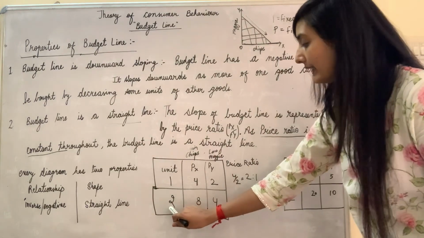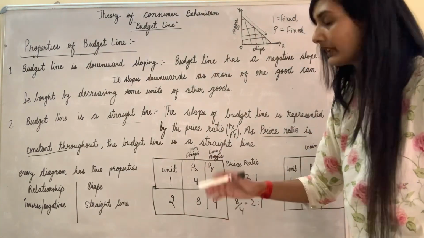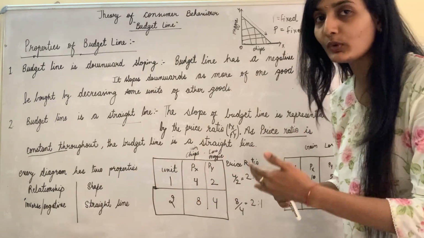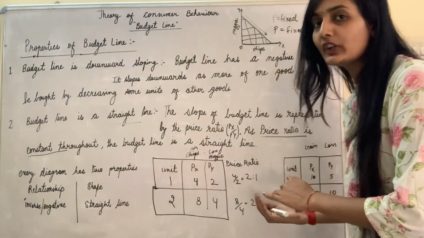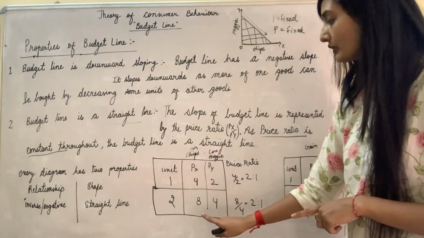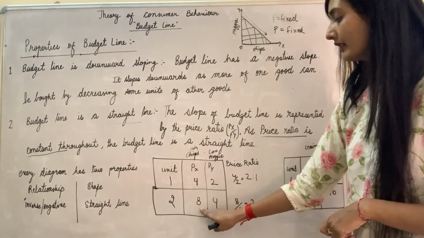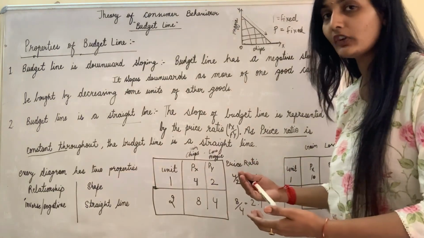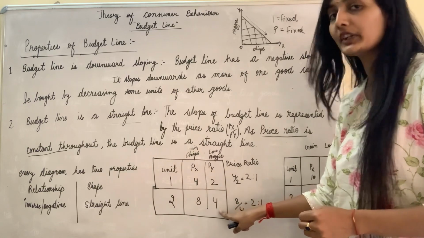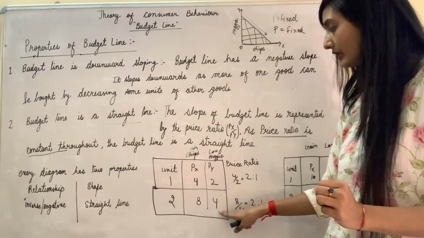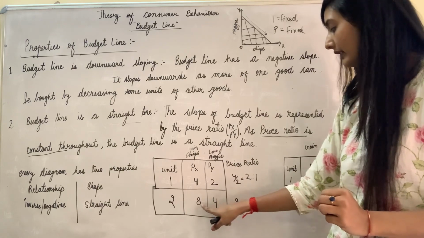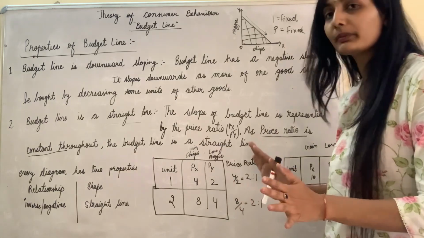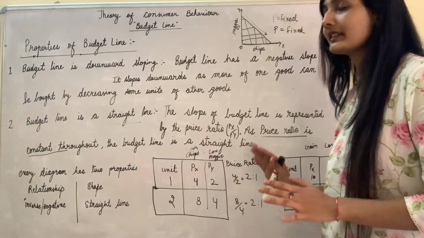Now at the second unit, I will increase the consumption of chips. So with the second unit, I will have to spend more money on chips and less money on Maggi. Here I will spend more money on chips, that is 8, and I will reduce the consumption of Maggi by 4. So here 8/4 is equal to 2:1. Here we can understand that the price ratio should be constant throughout, so our budget line is a straight line.